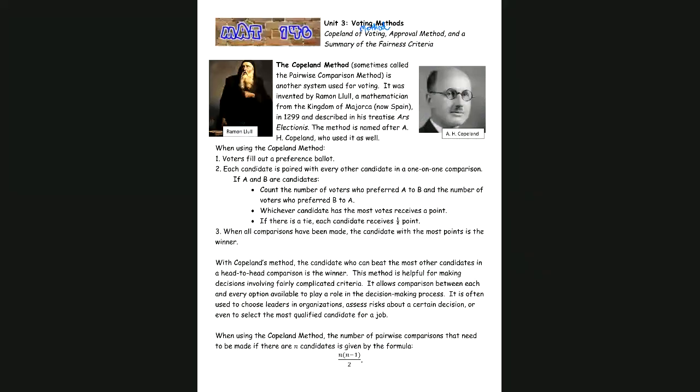But for some reason, and this has happened a couple times with voting, it's named after A.H. Copeland, who used that as well. I think probably not a lot of people knew about this voting method. A.H. Copeland was the first one to suggest its use on a wider scale, so they named it Copeland's method. But then they discovered that it was actually invented by Ramon Lull. Since they already had called it Copeland's method, they didn't want to call it Lull's method.